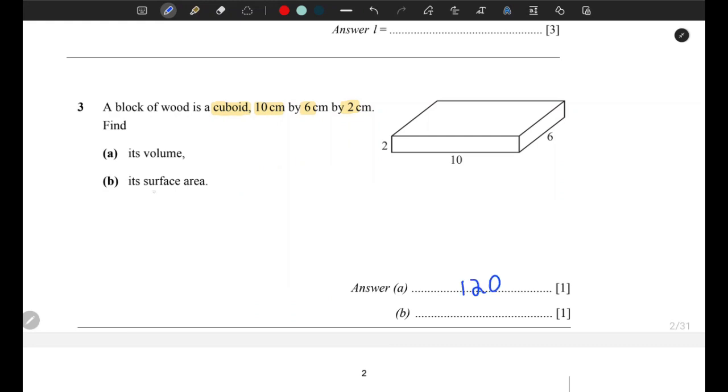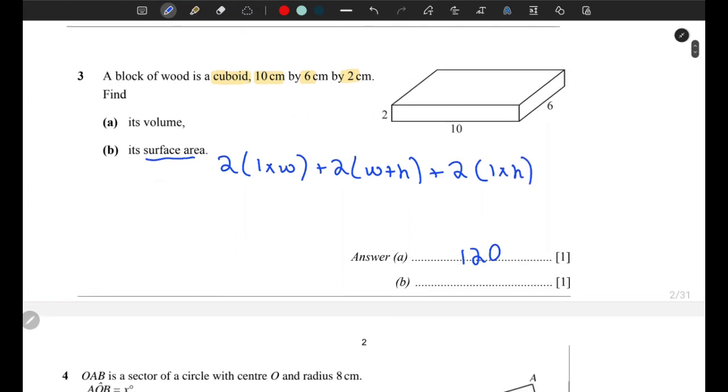And so the second part asks us to find the surface area of this cuboid, and for that the formula is 2 length into width plus 2 width into height plus 2 length into height. Okay, and this is the formula which we're going to use.